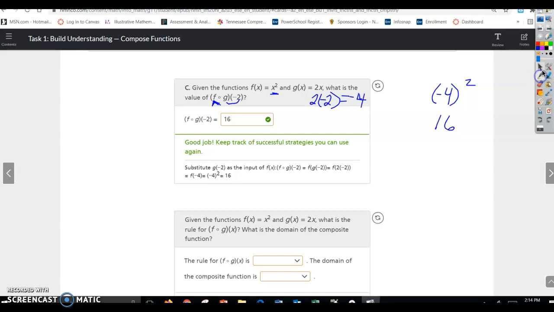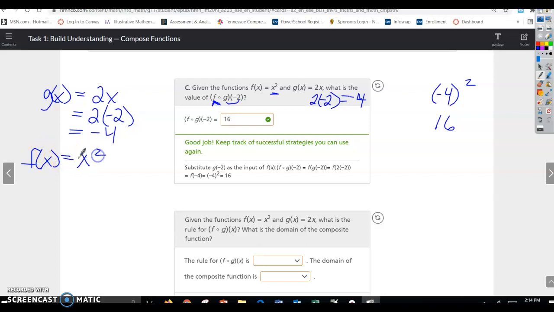All right, let me write that a little cleaner here. g of x is 2x, so I'm going to substitute my -2 in here. That becomes -4. I'm going to take -4 and plug that into my f of x function. So f of x equals x squared. I substitute my -4, my output, and that gives me -4 squared, or 16. So it's just showing you the process that you go through there.